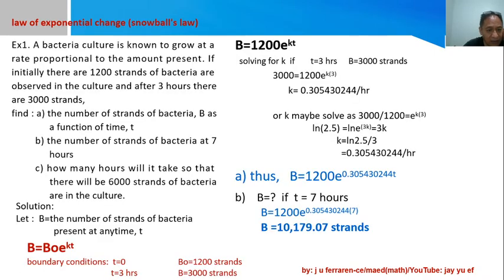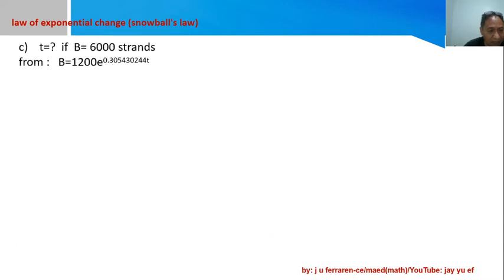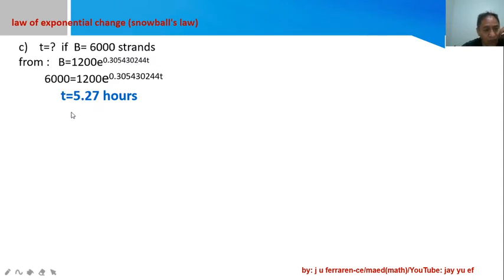Now, in letter C, how many hours will it take so that the number of strands of the bacteria is 6,000 strands? Meaning there's a value of B, which is 6,000 strands, and we are required to solve for the number of hours from the initial. So 6,000 for our B, and 1,200 in the formula. What is left as the unknown is t. So we have t equal to 5.27. You may solve this directly from the calculator, or you can simplify and take the ln of both sides. You can arrive also at the value of our t.